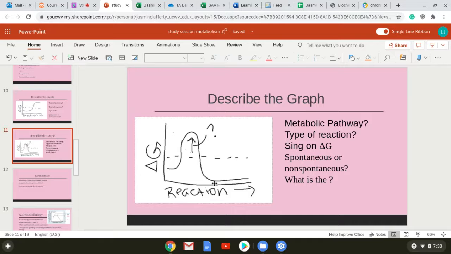So what type of pathway is this slide? Catabolic. Good job. What type of reaction is it? Exergonic. Awesome. What's the sign on delta G? Negative. Perfect. Spontaneous or non-spontaneous? Spontaneous. Good job. Y'all blew that out of the water.